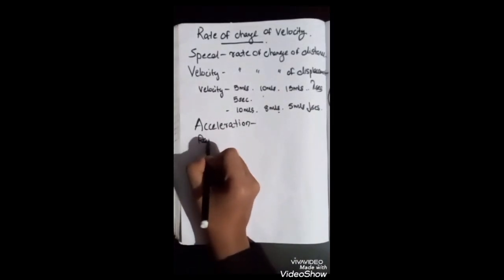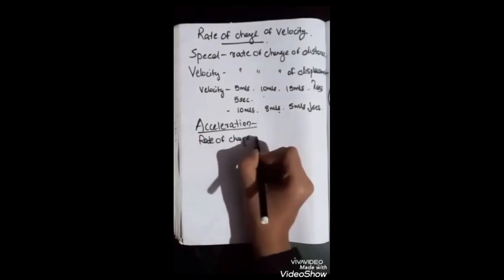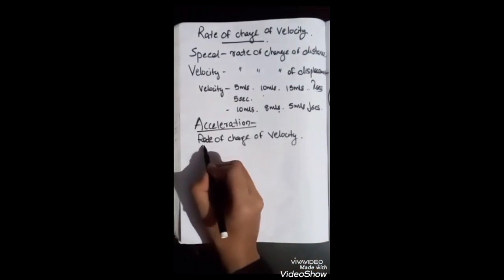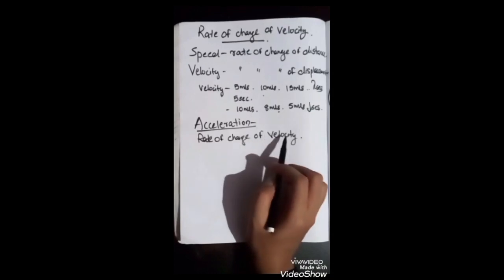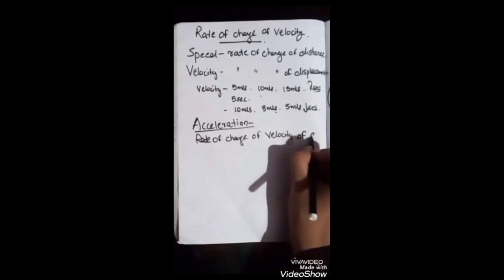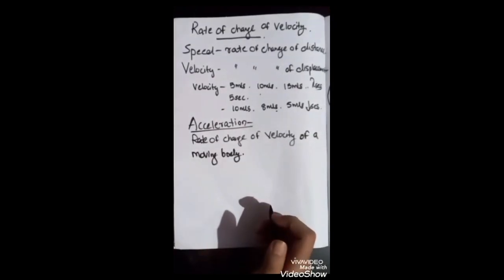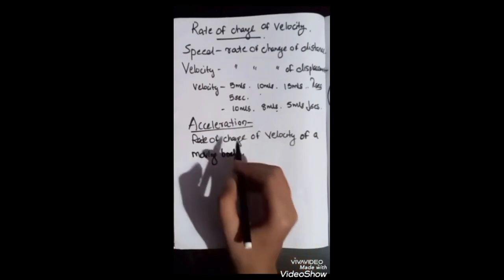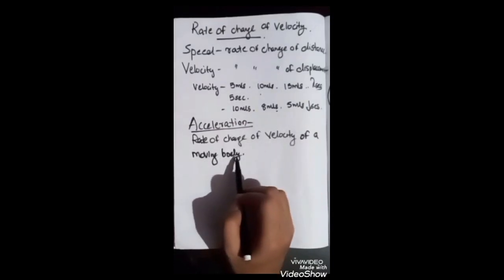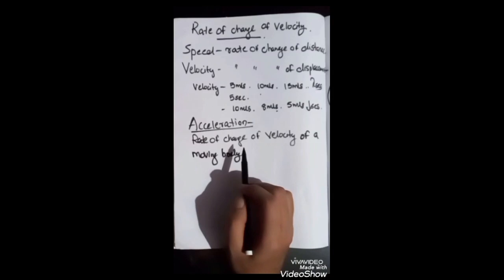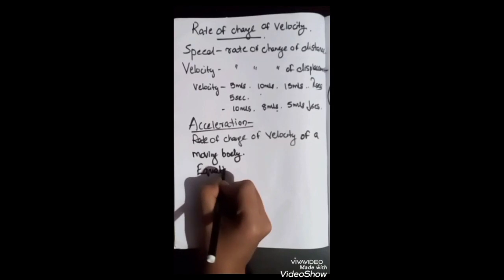Acceleration is the rate of change of velocity. This is the definition of acceleration. Acceleration is the rate of change of velocity of a moving body. How can we write the equation of acceleration? We already said that acceleration is the rate of change of velocity of a moving body, or change of velocity in unit time. That is the equation for acceleration.